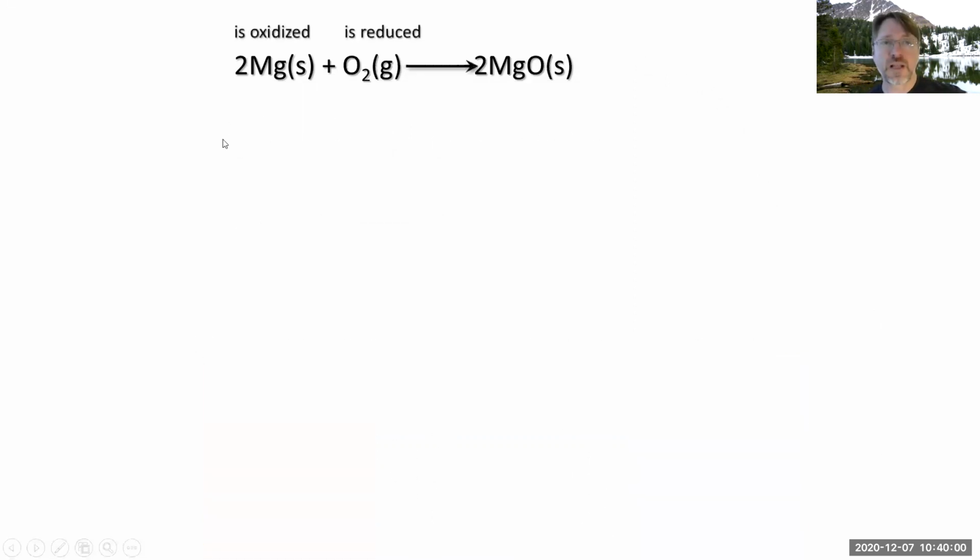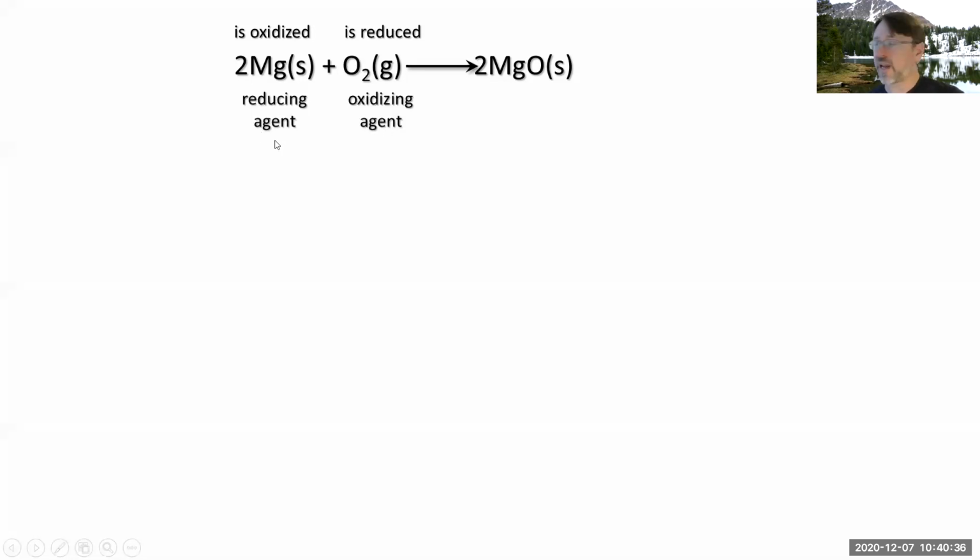All right, so some further terminology. We just determined that the magnesium is the thing that is being oxidized. The oxygen is the thing that is being reduced. But since they have to happen in conjunction with each other, we can say that the magnesium is the thing that is causing the oxygen to be reduced. And so it is known as a reducing agent. We can say that the oxygen is the thing that is causing the magnesium to be oxidized. And so it is the oxidizing agent.